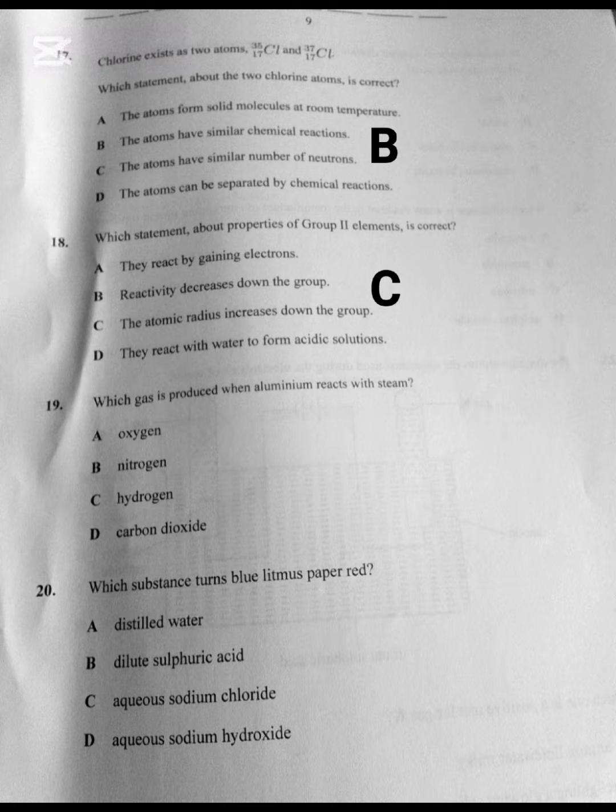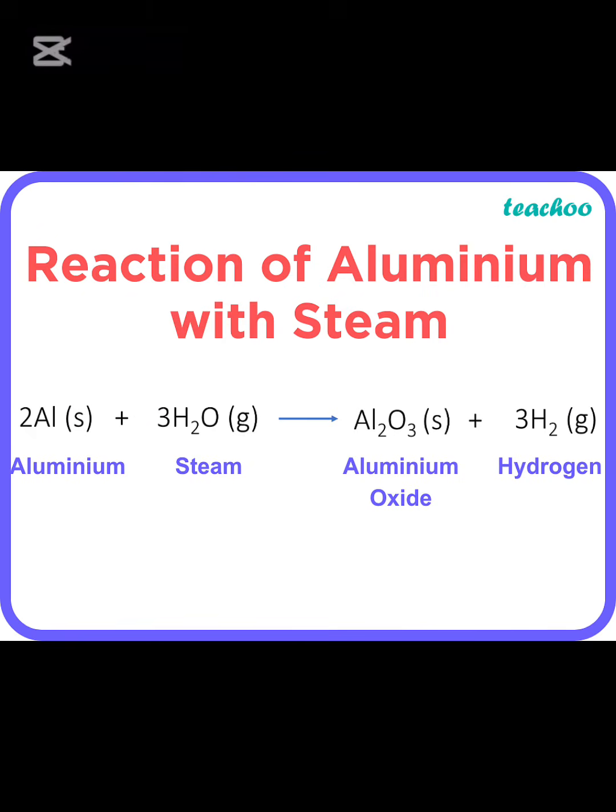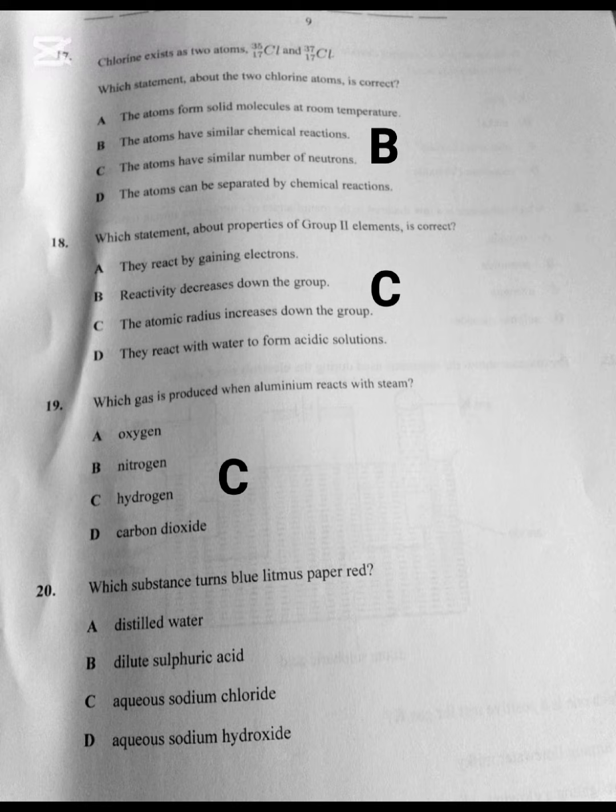Which gas is produced when aluminium reacts with steam? So on number 19, the correct answer is C, which is hydrogen. When aluminium reacts with steam, it is going to produce aluminium oxide and hydrogen gas. The chemical equation for this reaction is 2 Al reacting with 3 moles of water in order to give us 1 mole of aluminium oxide and 3 moles of hydrogen. Let us proceed to number 20.